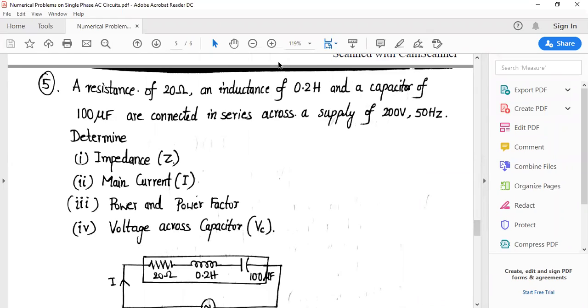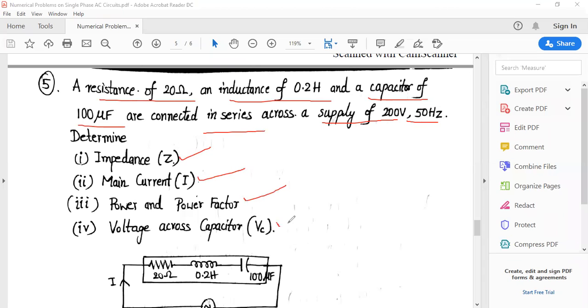Yes, so the next problem is again a series RLC circuit. So let me run through it quickly. A resistance of 20 ohm, inductance of 0.2 Henry, and a capacitor of 100 microfarad are connected in series across a supply of 200 volt, 50 hertz. Determine the impedance, main current, power and power factor, and voltage across the capacitor. So this is a series RLC circuit again.